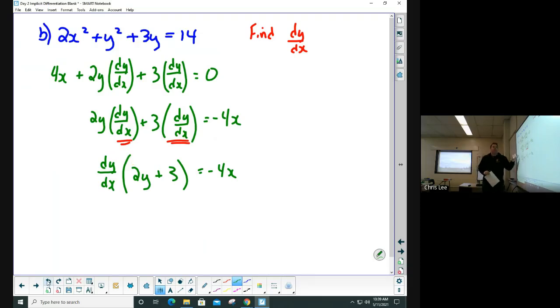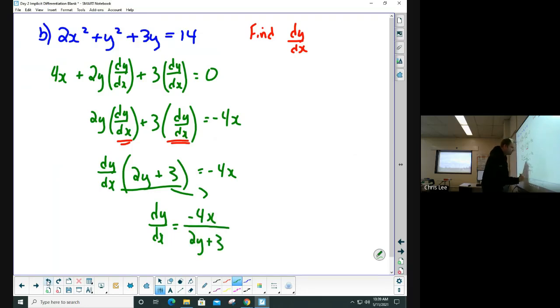By taking it out as a common factor, there's a single dy by dx out by itself, which is being multiplied by this whole term. And so when I bring it over here, I'm going to have to divide. So dy by dx equals negative 4x divided by this whole thing, 2y plus 3. And there is our answer.